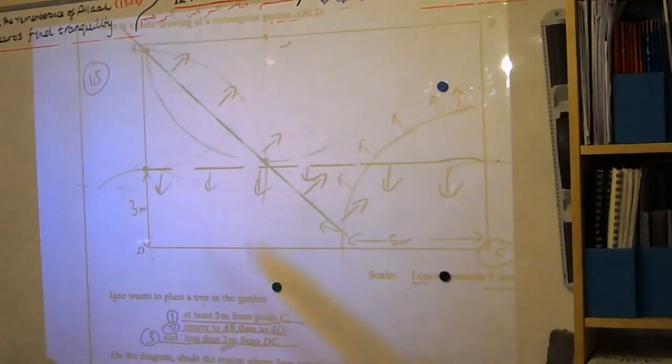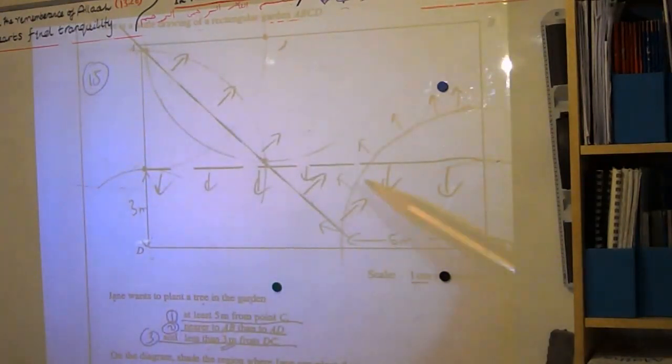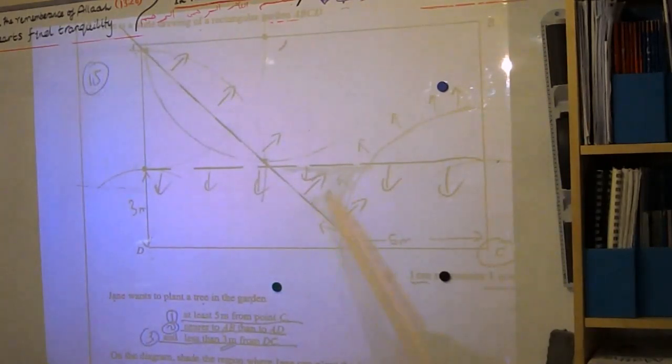We need to find a region that incorporates these arrows going up, these arrows coming out, and these arrows coming down, and that region is found here, where all those 3 arrows come together. Shade the region where she can plant a tree.